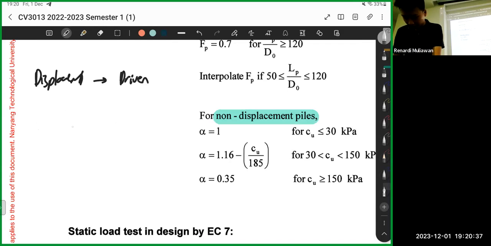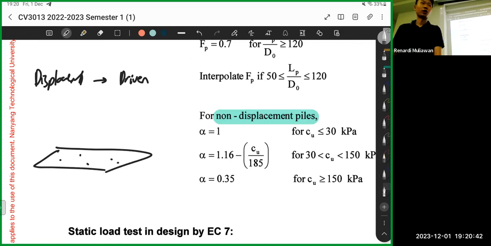The logic being, imagine this is your soil. What you do with driven piles is you have a big block of concrete, then you just shove it in, stuff it in there. So that's what driven piles are. That's why it's called displacement piles, because it displaces the soil. Imagine you have a cake, then you have a stick that you just push in.